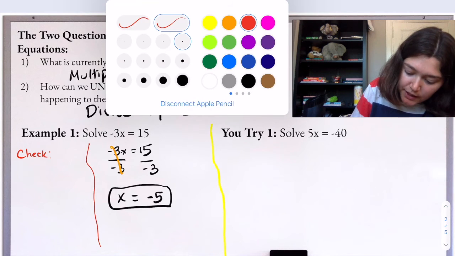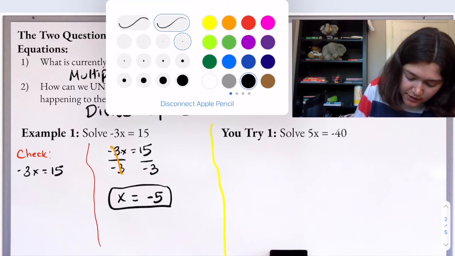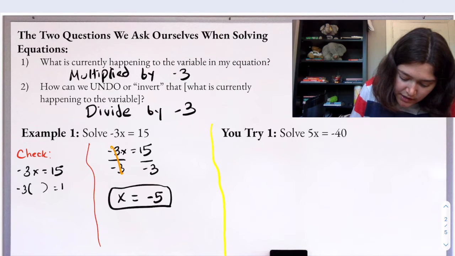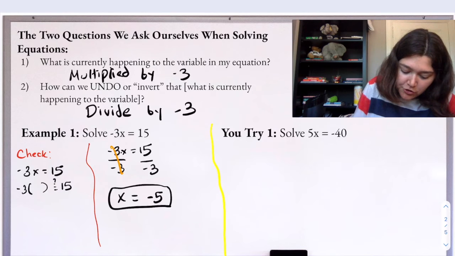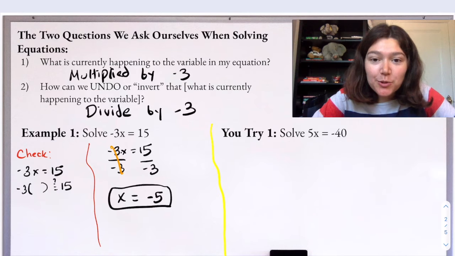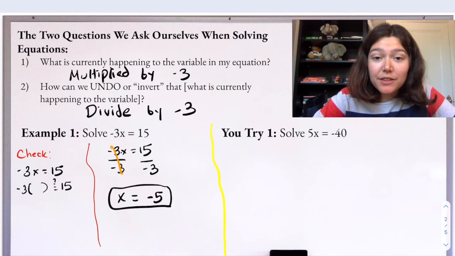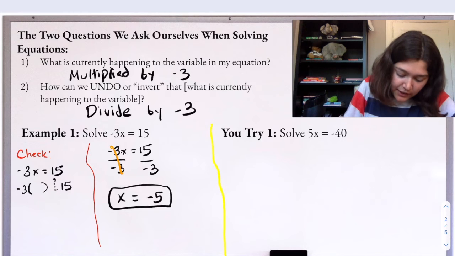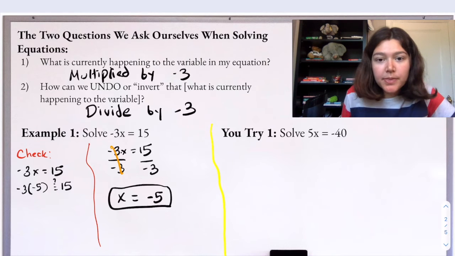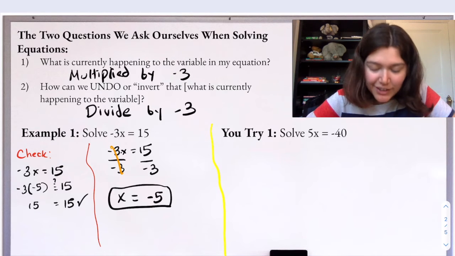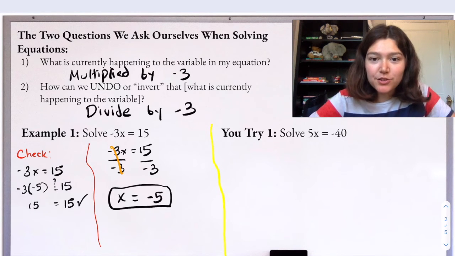I can check my work by rewriting the equation. Negative 3x equals 15. And making sure that I get a true equation, meaning, again, what's on the left-hand side of the equation and the right-hand side is equal. When I multiply negative 3 times the value of x, which we know here is negative 5, I should get 15. So is negative 3 times negative 5 equal to positive 15? Thus I get 15 equals 15, so I know I'm correct. I have checked my solution.